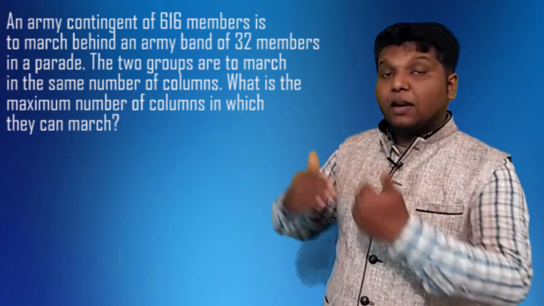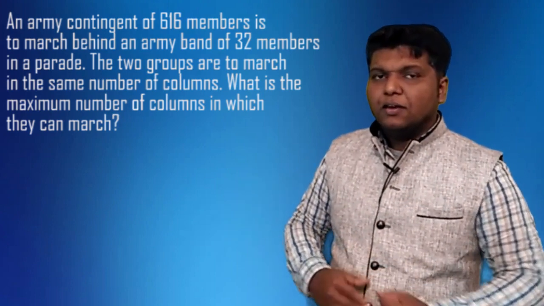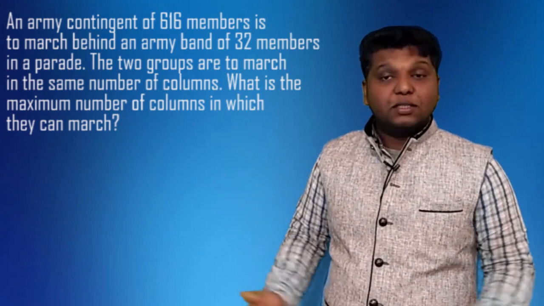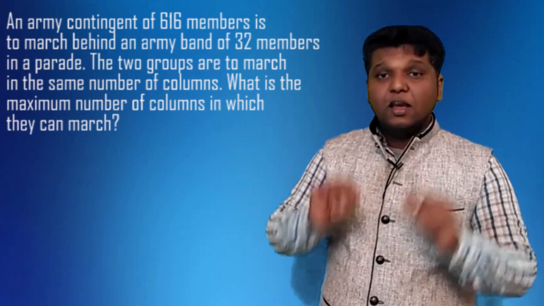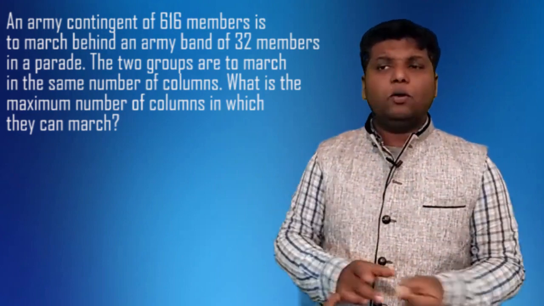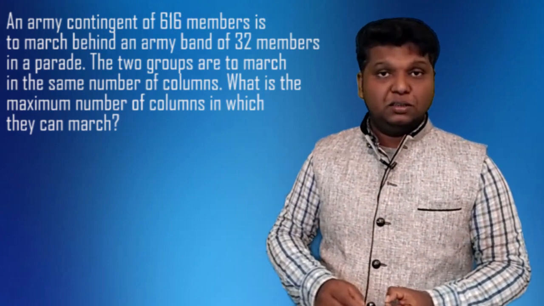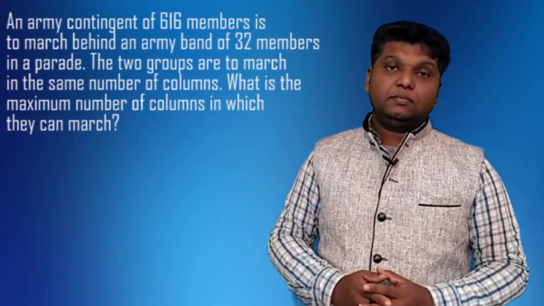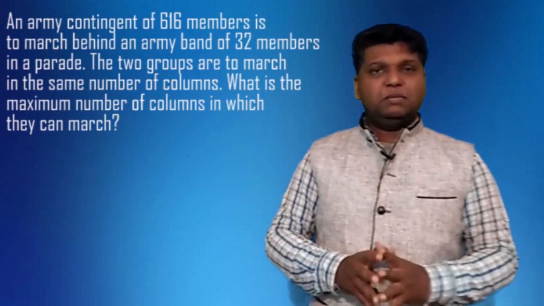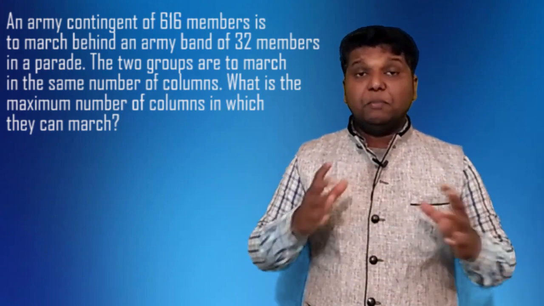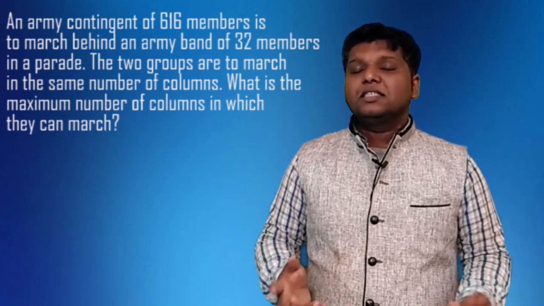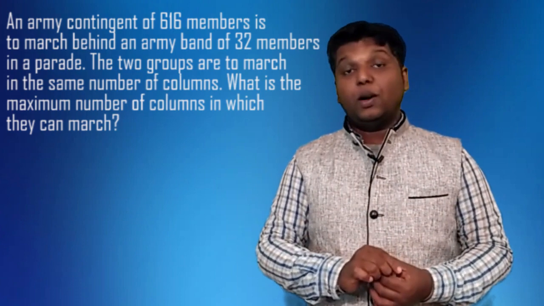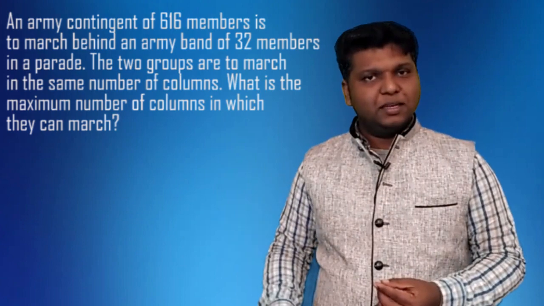Even if they are going behind them, what is our question? They must go in the same number of columns. Read the last line. What is the maximum number of columns in which they can march? So you have to find the maximum number of columns. Whenever you hear the words maximum number of columns, that means you have to find the HCF of these numbers. What are the numbers? 616 and 32.